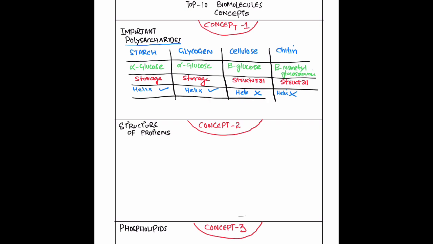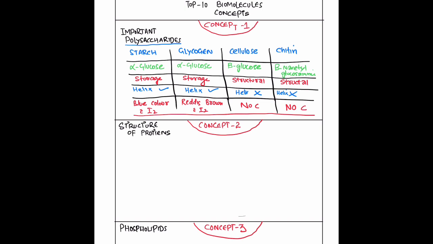The next thing that we may be asked is about the color with iodine. We must all remember that starch gives blue color with iodine, which is often asked. Glycogen gives reddish brown color with iodine. If we talk about cellulose, there will be no color. And if we talk about chitin, there will be no color. So this is the first key concept about the polysaccharides. One should always remember this.